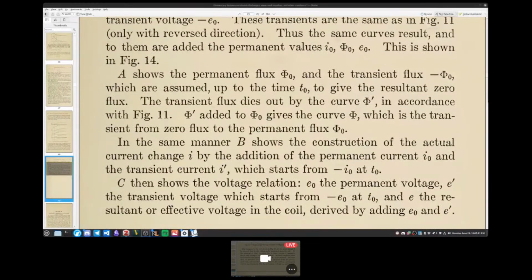A shows the permanent flux of psi naught and the transient flux of psi naught, which are assumed up to the time T naught to give the resultant zero flux.